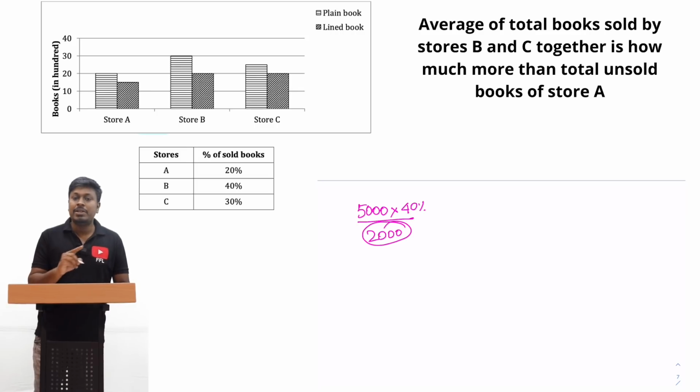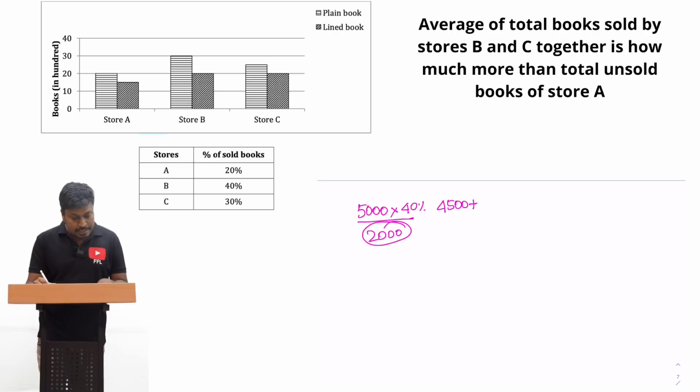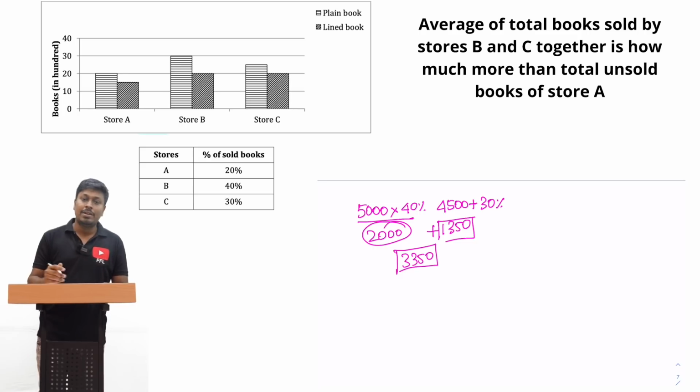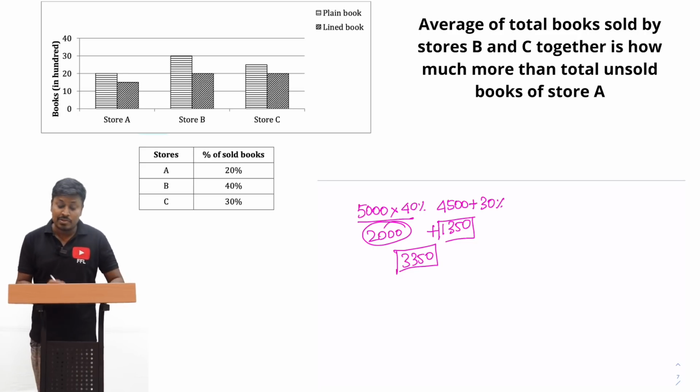So 2000 will be the total number of books that was sold from store B. Similarly, we can find it for store C. According to the bar chart, the plain and lined total will be 4500. When you look at the table chart, the percentage of books sold is 30%. So 30% of the books sold is 1350. If you add these two values, we get 3350. So 3350 is the total number of books sold from store B and store C together.